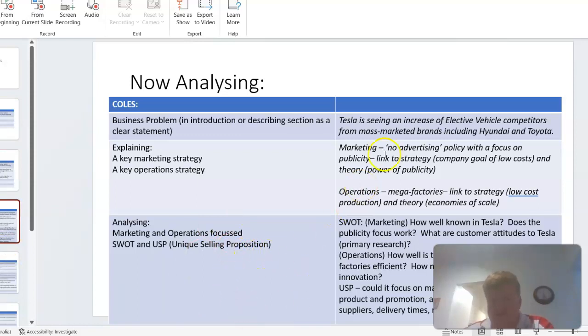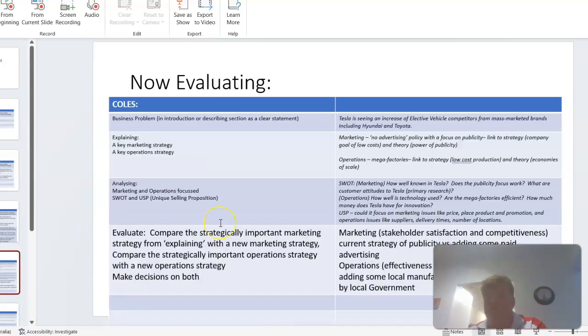Hopefully you can start to see you've got a business problem, you've got a key marketing strategy, a key operation strategy, now you've got analysis that has looked around marketing and operations. That's naturally going to lead to some relationships, patterns and trends that are going to be relevant for that as well. Now we move to the evaluating. So the evaluating is saying, okay, you've got to compare the strategically important marketing strategy that came from explaining with a different strategy, and compare the operations strategy with the new operations strategy and make decisions on both.